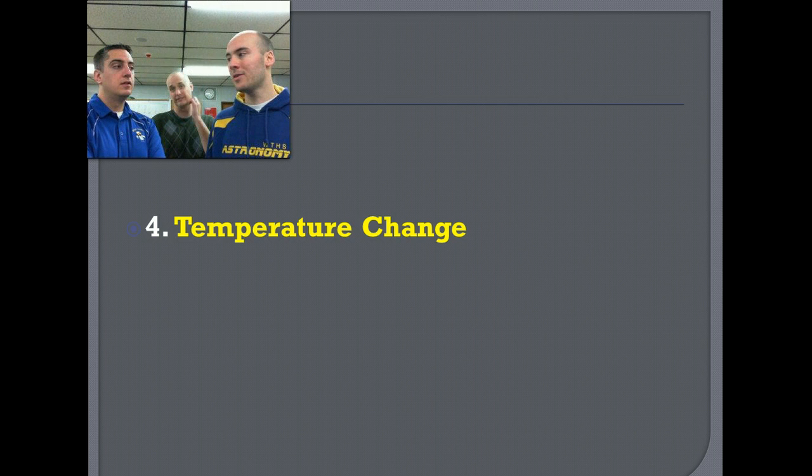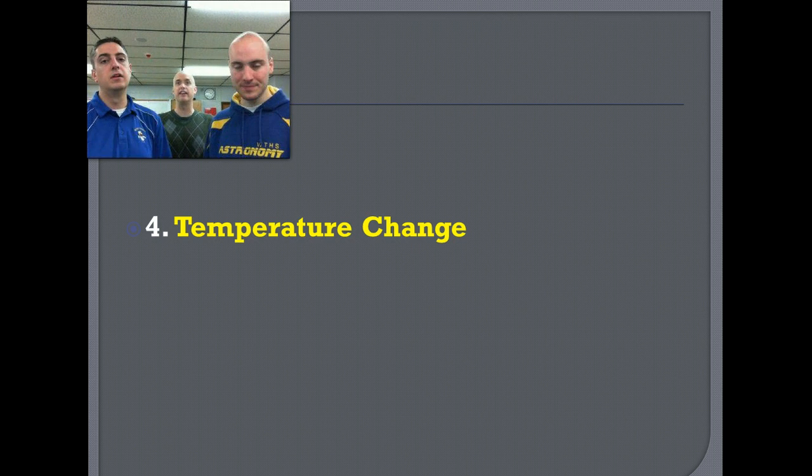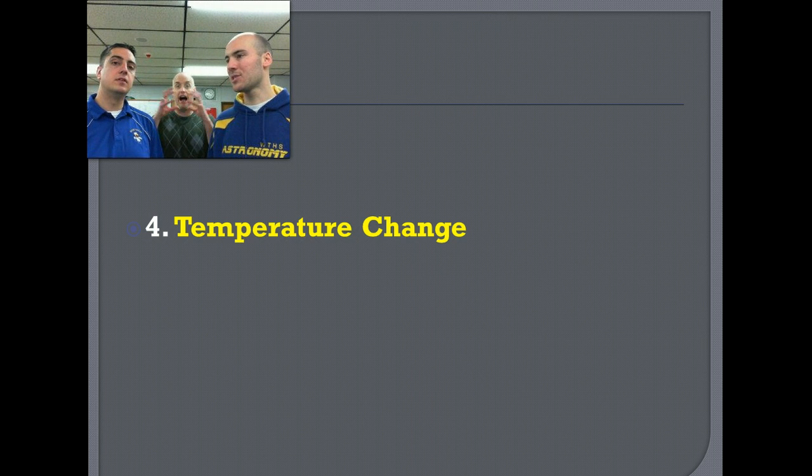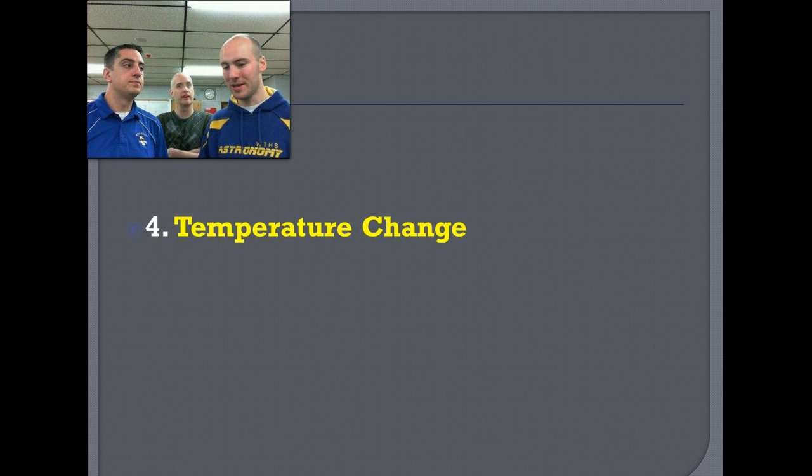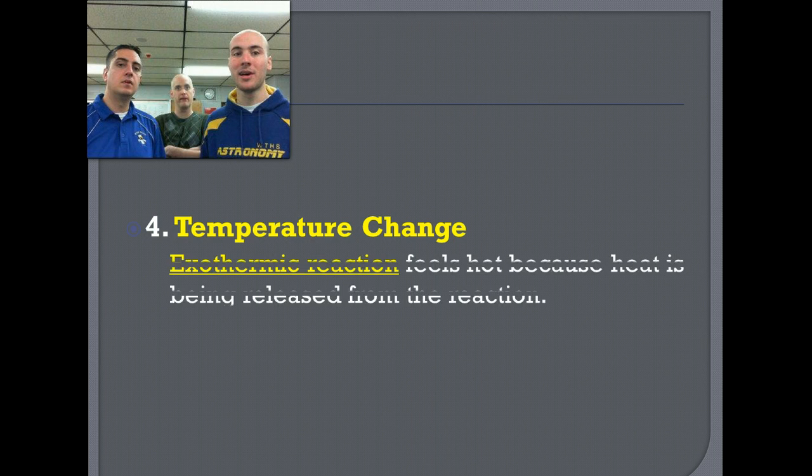All right, and finally, the 4th indicator is temperature change. And keep in mind, this also assumes you're not adding heat. You're not just boiling this again. You just add 2 chemicals, and on their own, they give off heat or they take in heat. You're not putting it in the freezer or anything. The temperature changes by themselves, okay?